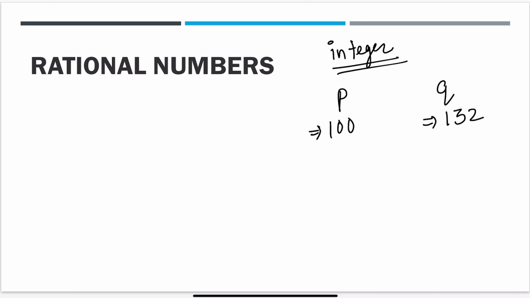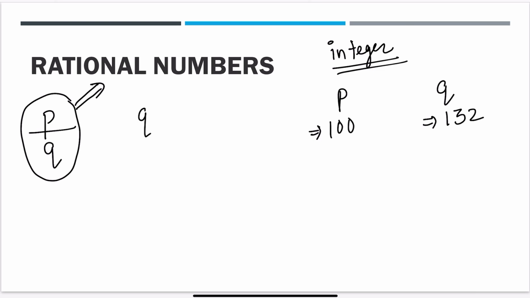Why? Non-decimal. Now divide the first integer by the second integer and this becomes our rational number, given the only condition it has to fulfill: q cannot be equal to 0. q cannot be equal to 0. If q becomes equal to 0, then it becomes a non-rational number, right?